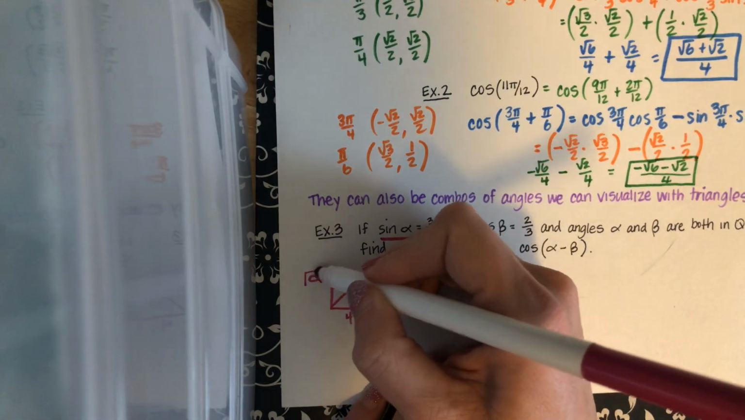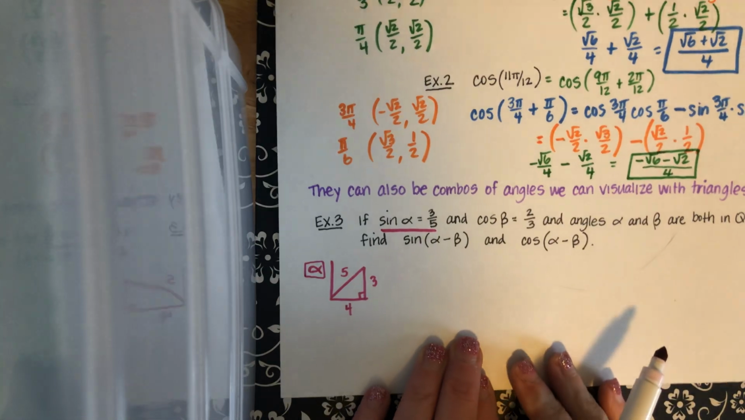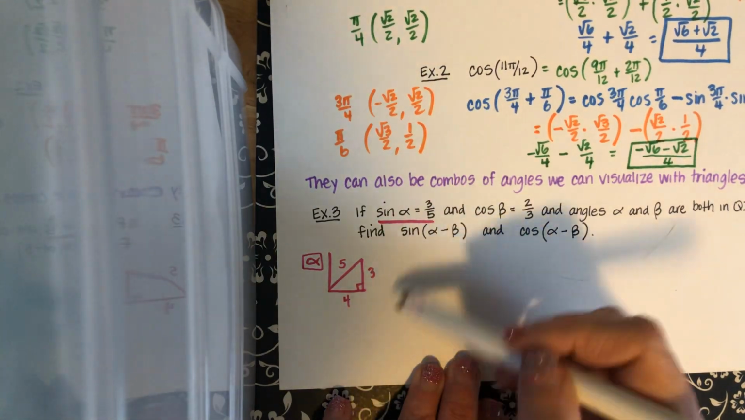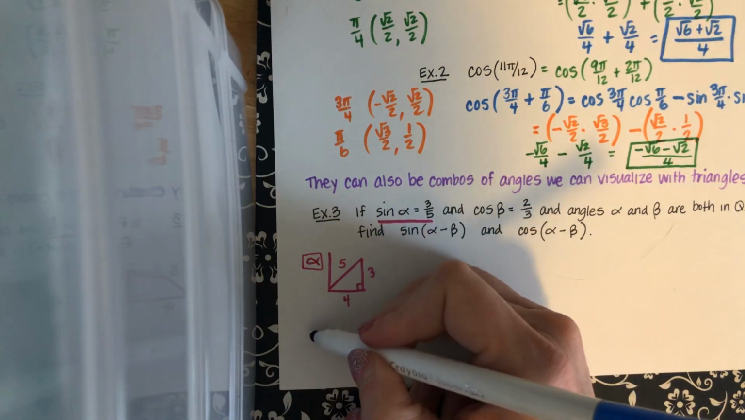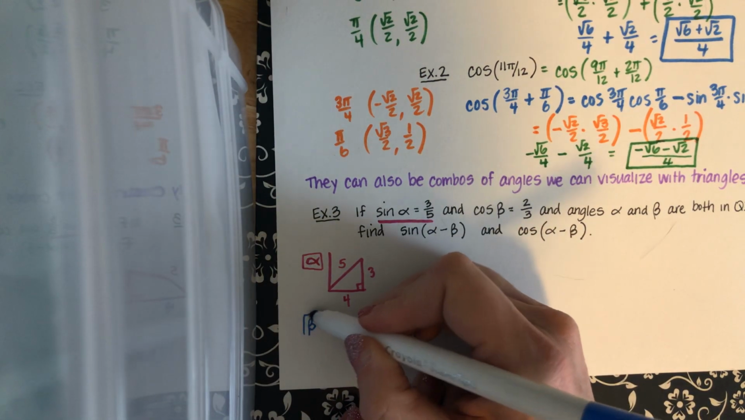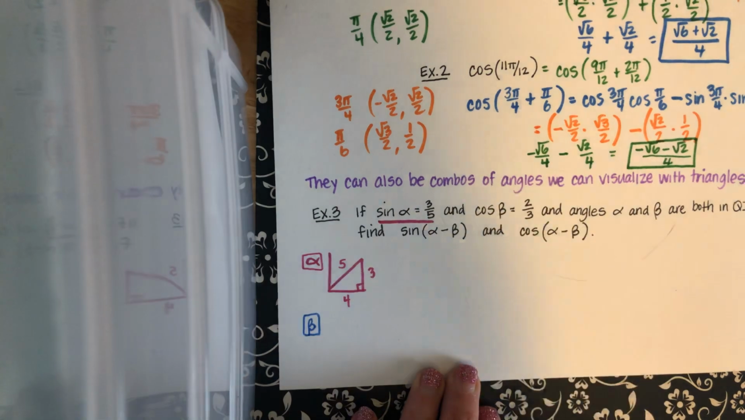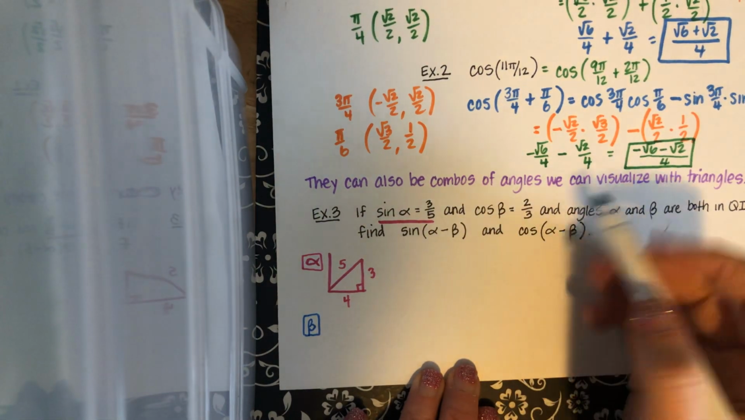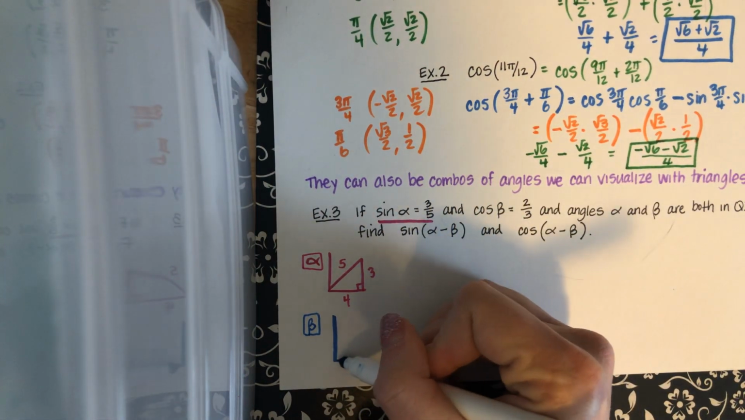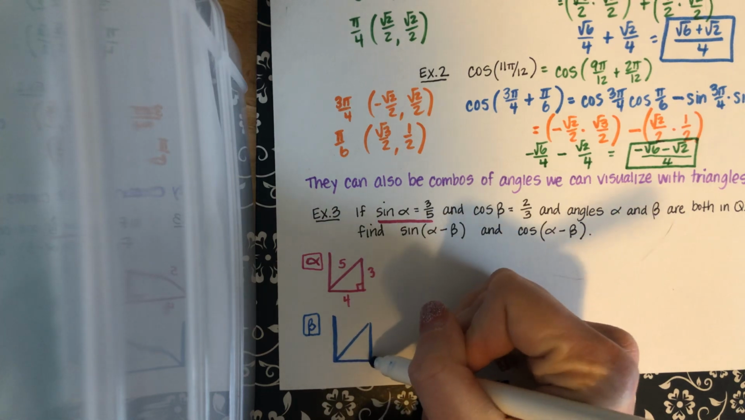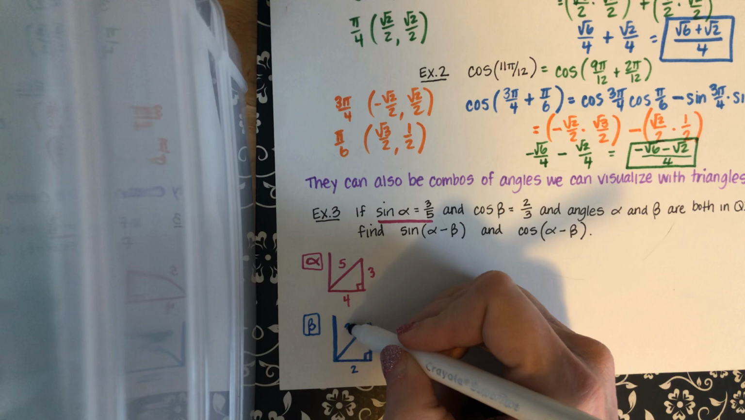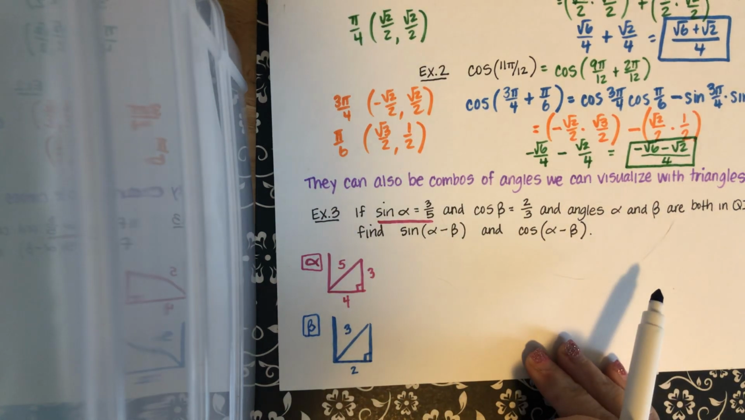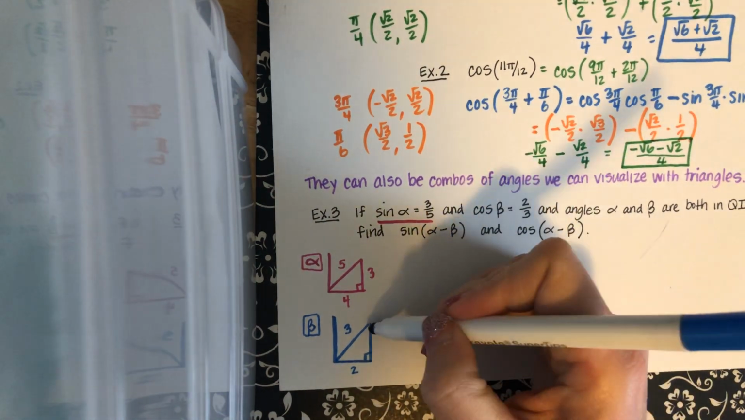Okay, so this is my info for angle alpha. If there's any trig ratio I need, I can get it from that triangle. Okay, and my beta, let's do beta in blue, because B stands for blue. Beta, we know that the cosine is 2/3. Again, it's in quadrant 1, so I'm going to draw an angle in quadrant 1. And my cosine is adjacent over hypotenuse, so that's my 2 over 3. This one you would need to do Pythagorean.